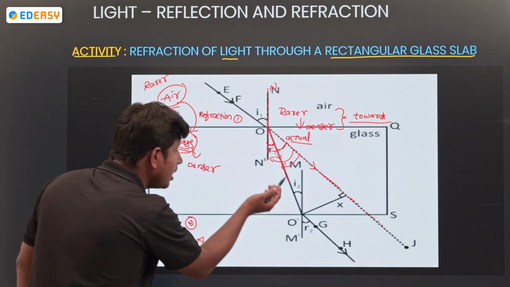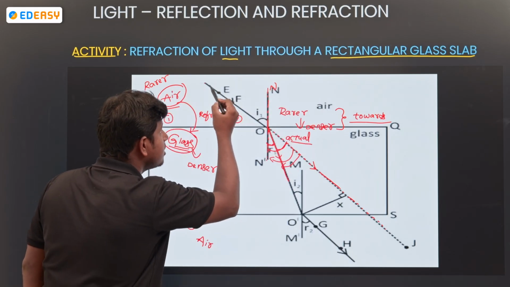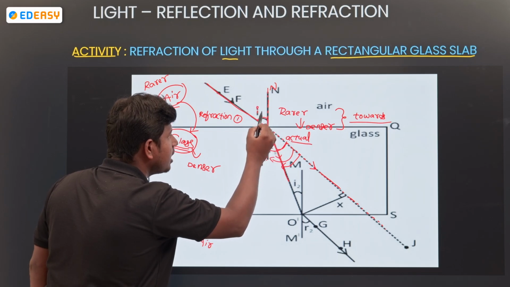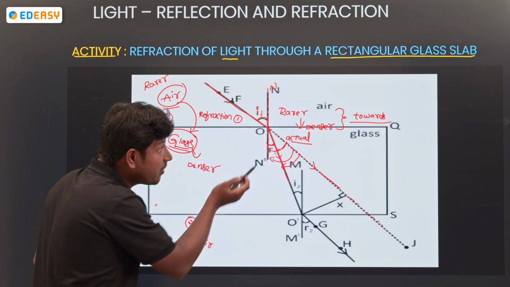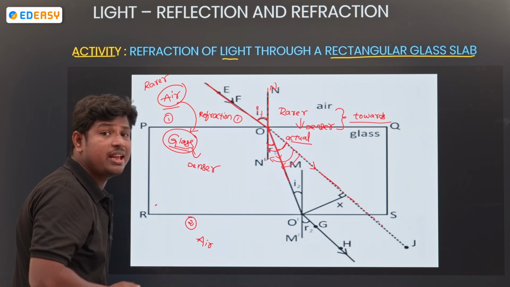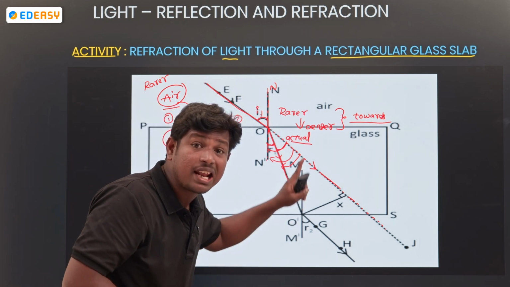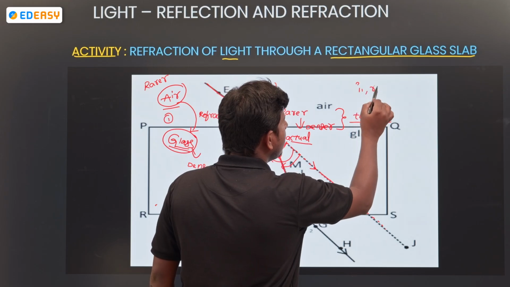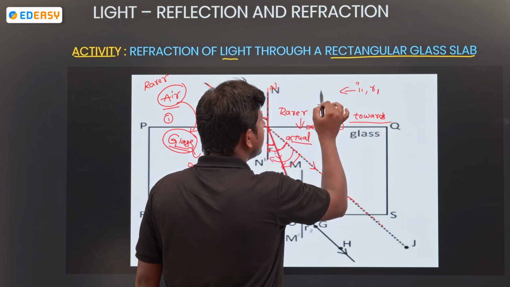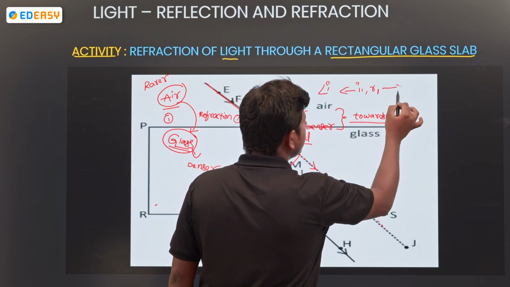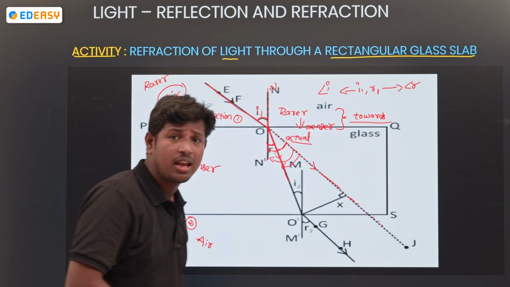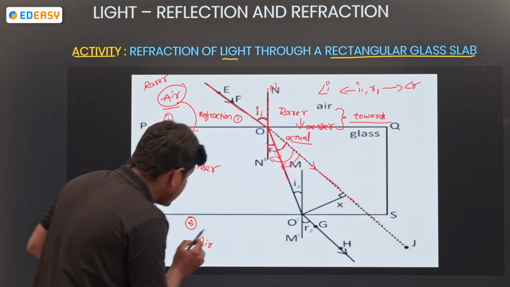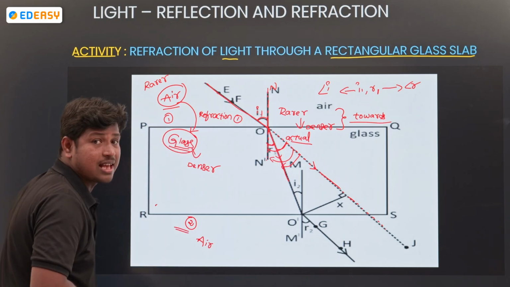Look here. This is the incident ray, and the incident ray forms an incident angle with the normal that we take as I1. The refracted ray also makes an angle with the normal, that is the refracted angle. So I1 is the incident angle, R1 is the refraction angle. Is it completed? No. The light ray again travels to the second surface of the glass slab.